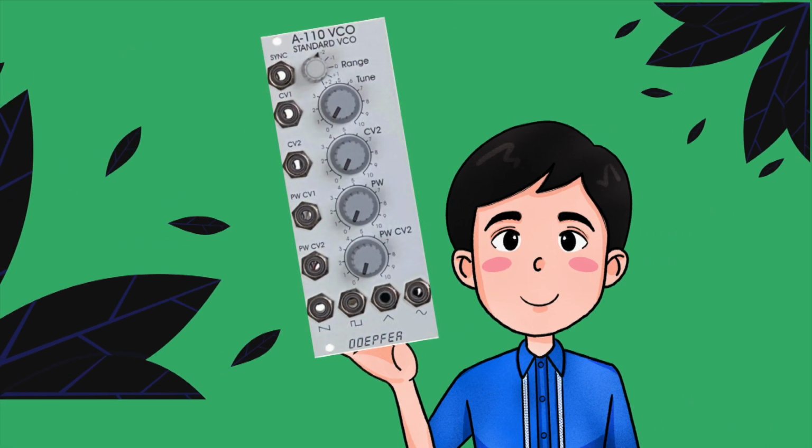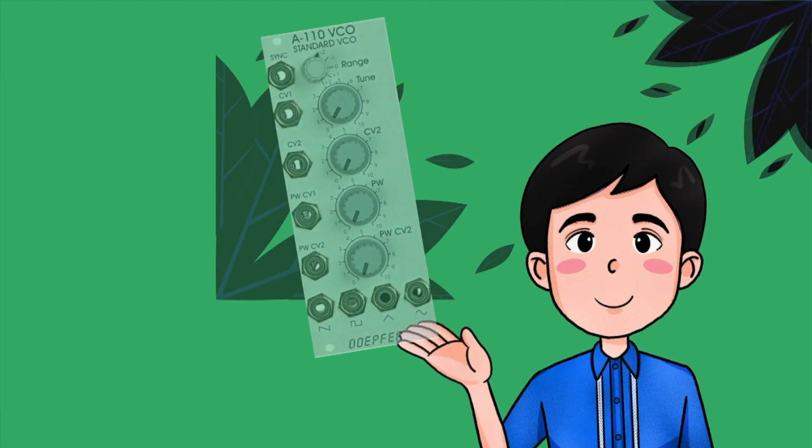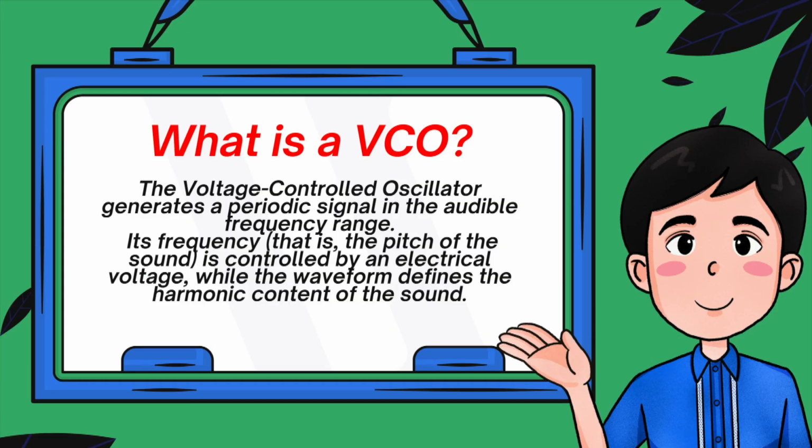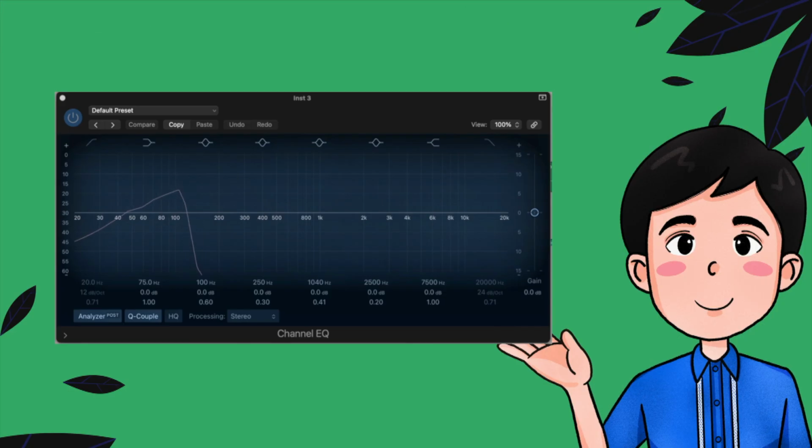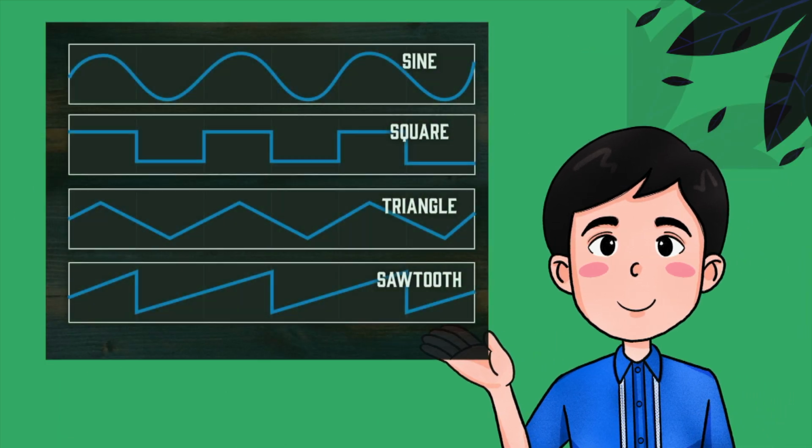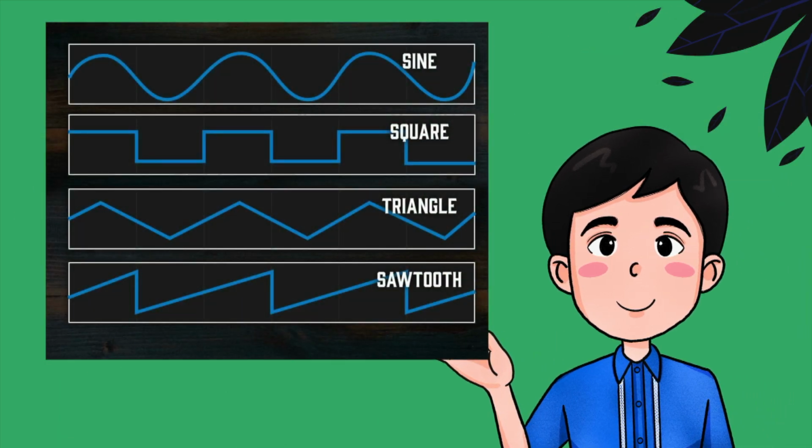Today, we focus on the first sound-generating module in a synthesizer, the VCO. What is a VCO? The voltage-controlled oscillator generates a periodic signal in the audible frequency range. Its frequency, that is, the pitch of the sound, is controlled by an electrical voltage, while the waveform defines the harmonic content of the sound.